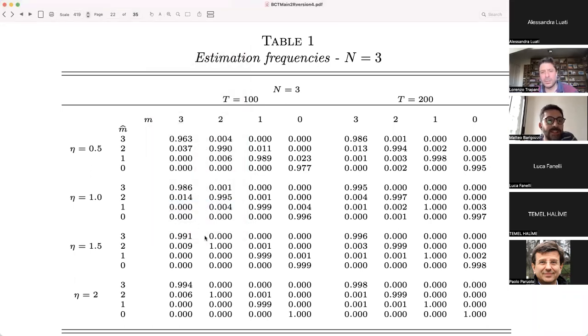Can you see a table? Yes, we see it. Now look at the table, because this is the true m, and this is the estimated m.